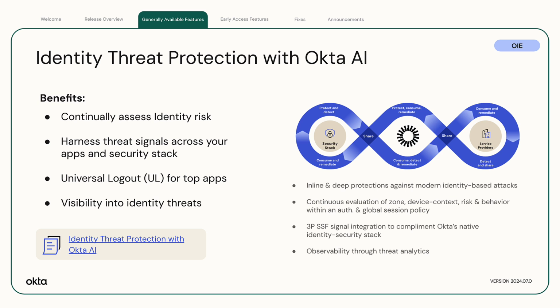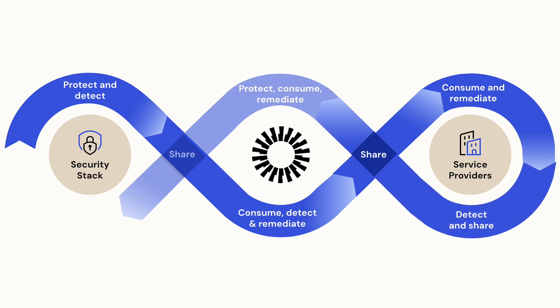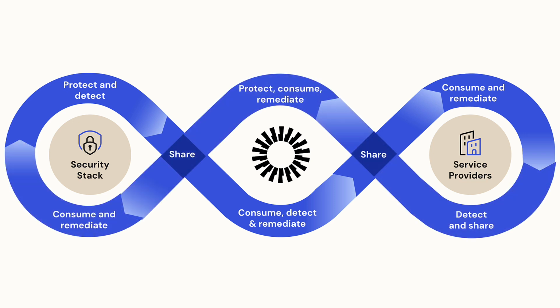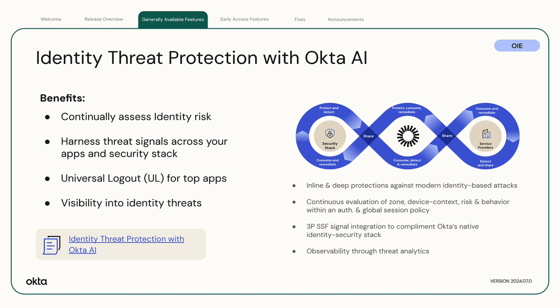Identity Threat Protection with Okta AI is a powerful risk assessment and response solution that provides post-authentication security to your org. By continuously analyzing risk signals that are native to Okta, risk signals from integrated security partner vendors, and your policy conditions, it safeguards orgs against identity attacks that occur during and outside of a user session.